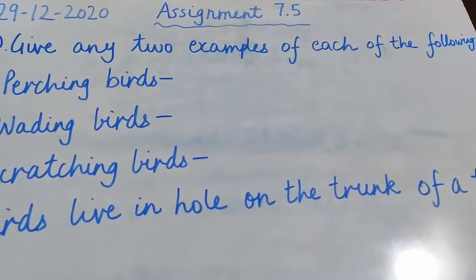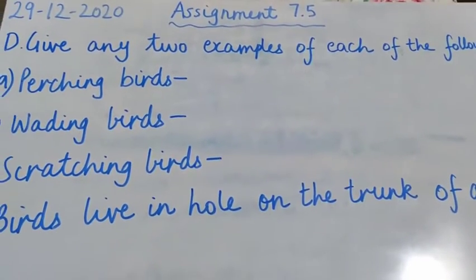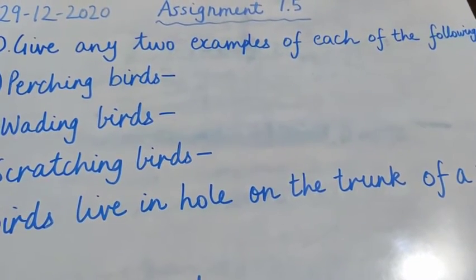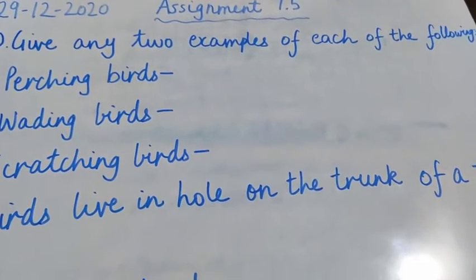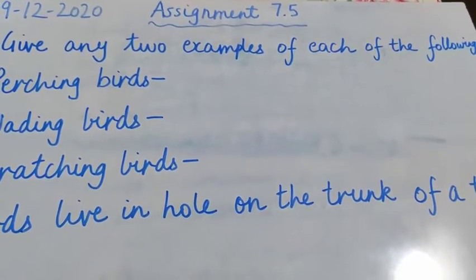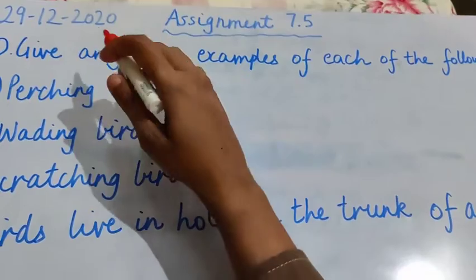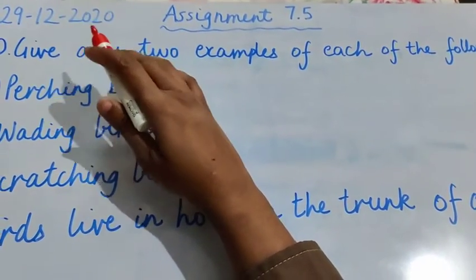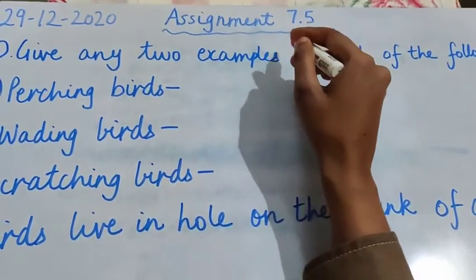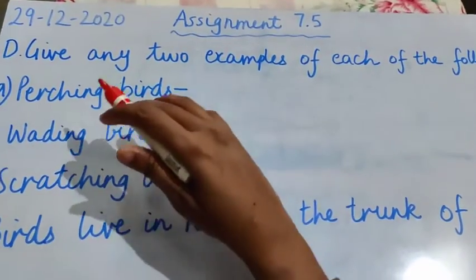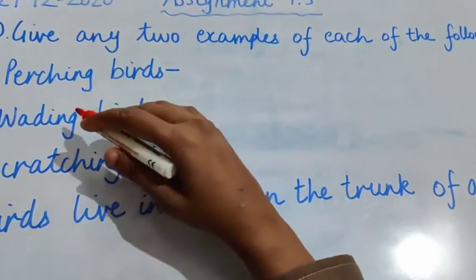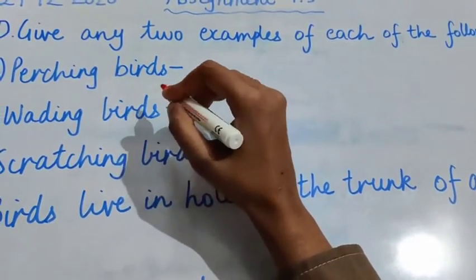Now let's see today's assignment. I hope you will enjoy doing it because it is really fun, and we already know each and everything. First of all, write today's date, that is 29 December 2020, and then write down Assignment 7.5. Now give any two examples of each of the following. So name any two perching birds.